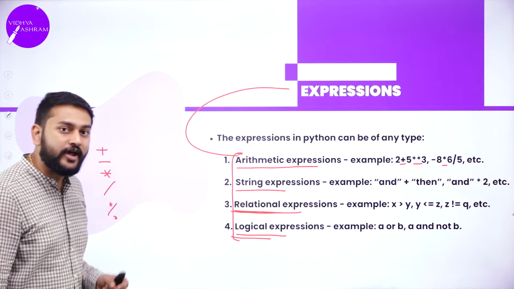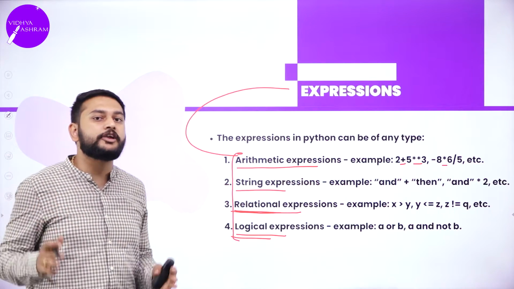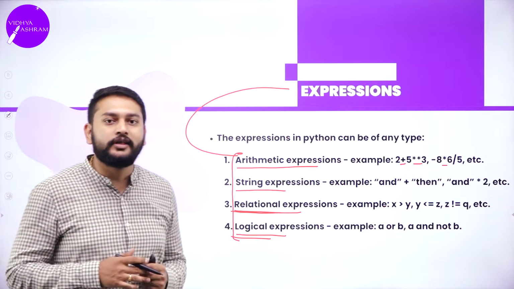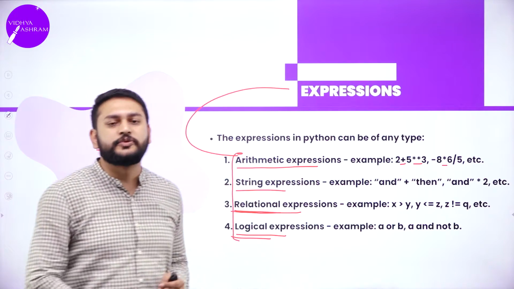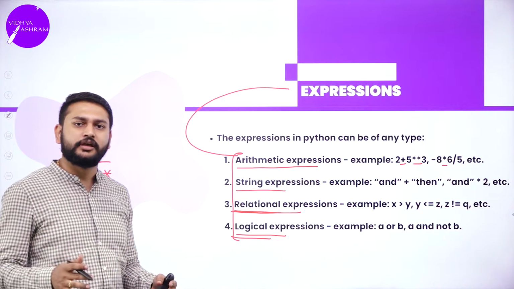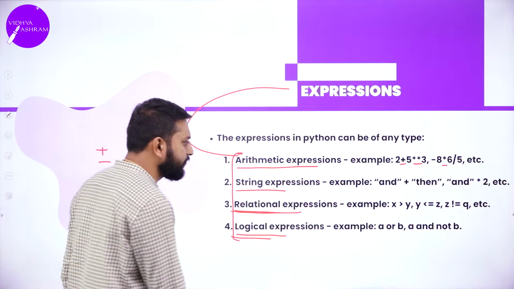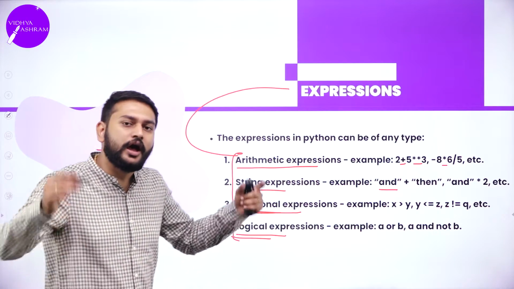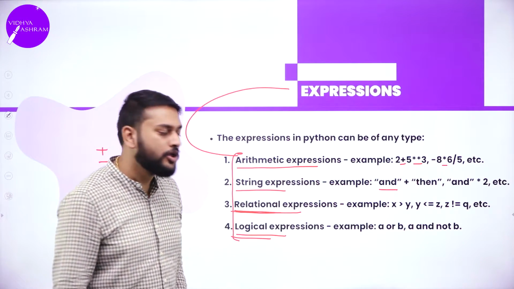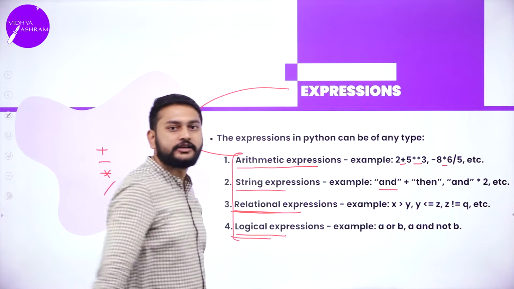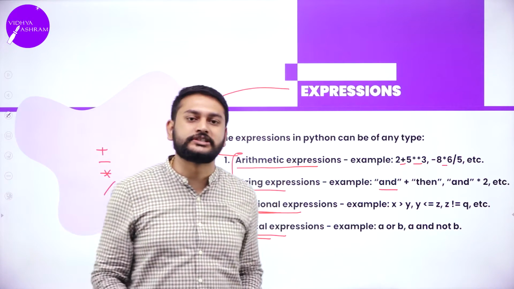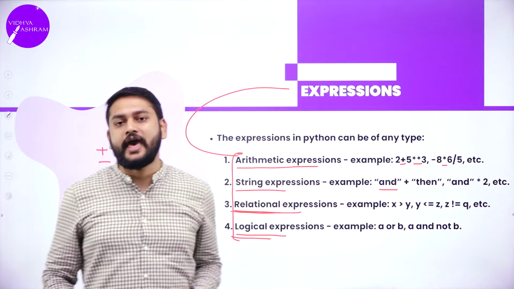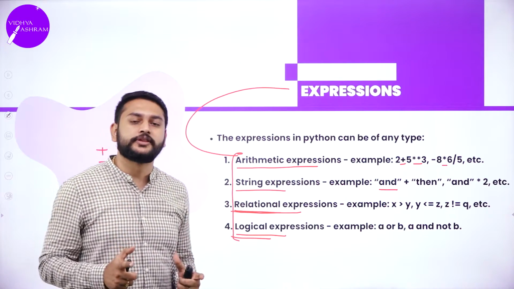Suppose I am using a string in my expression, then I will be calling that a string expression. How are you using the string? Can you explain that? Please observe here. This and is a string. Why are you calling this and a string, sir? Because it is a group of characters which is enclosed between quotes.